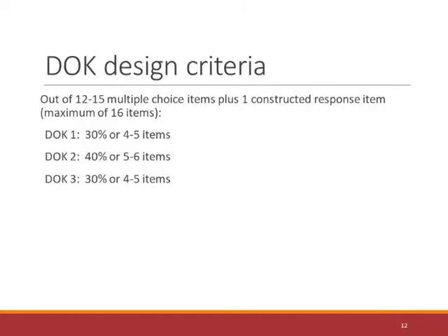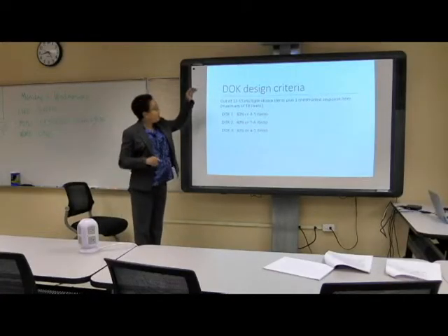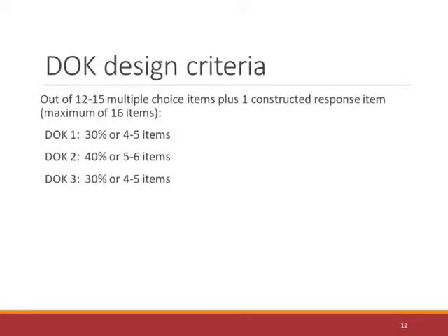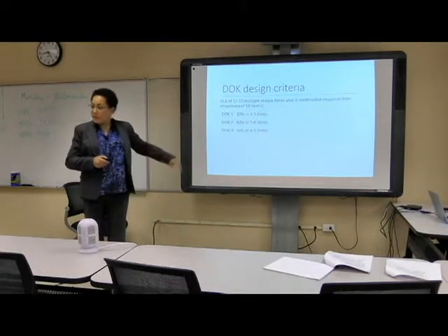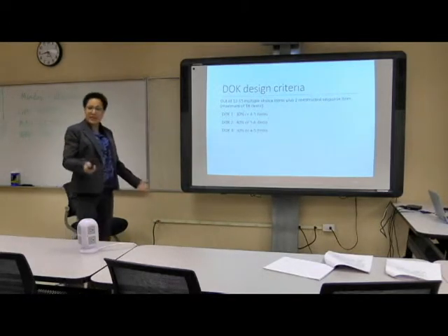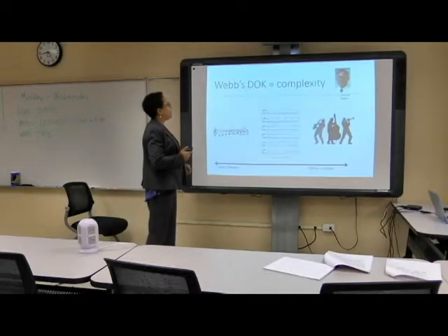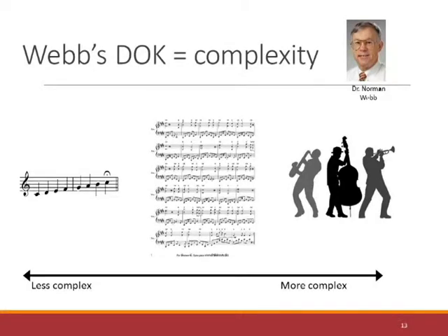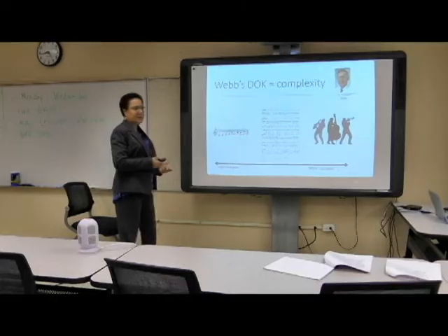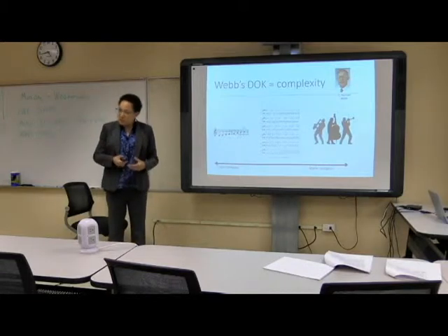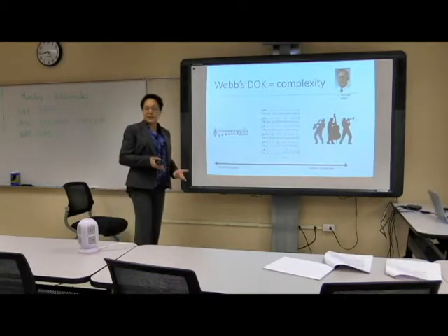All right, the DOK design criteria. We talked a little bit about this already. We're at a maximum of 16 items, with 15 multiple choice and 1 constructed response item. 30, 40, 30. And again, all of this is in your handout. It will be available on the SharePoint as well as the PowerPoint. So what do we mean by DOK? Depth of knowledge. Webb's depth of knowledge is really about complexity. It's not really about whether it's hard or easy, just how complex is the task you're asking someone to do.